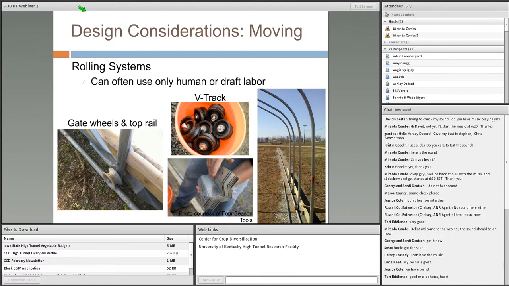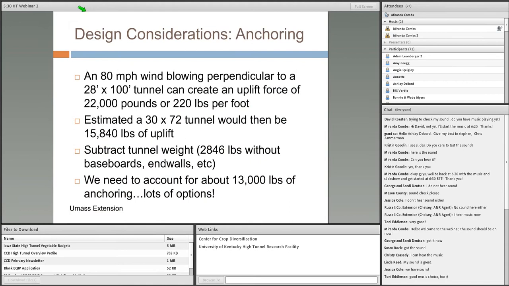So now let's talk a little bit about anchoring this thing. I just put this fairly texty slide up here so that you all can read it for yourselves, but you get the idea. There is a fair amount of uplift that can happen on a high tunnel. You're basically looking at an airplane wing hanging out there. And if you're not going to use concrete to weigh it in, to anchor it, you need to add something else. It's very difficult to get your high tunnel manufacturers or even an engineer to tell you exactly how much wind load you need to engineer for, because it's quite variable based on the site.